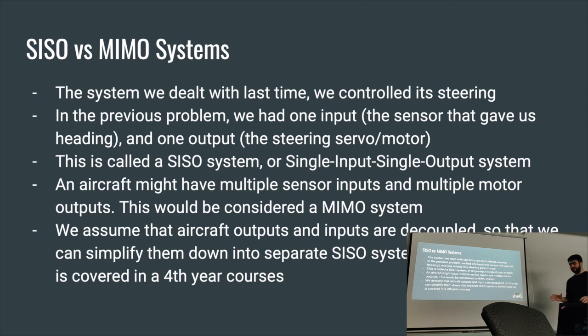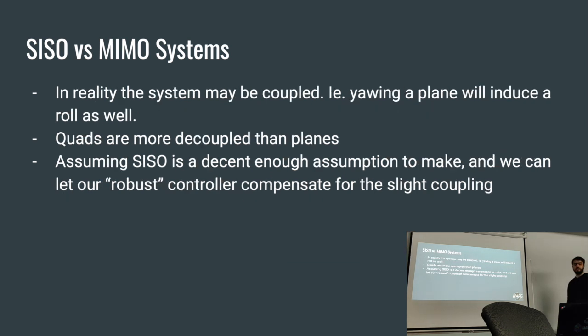MIMO systems are pretty difficult to actually analyze on their own. And when doing aerial vehicle control, not aircraft control, which is a whole different territory, I'm sure, but just hobby level aerial vehicle control, we assume that the outputs and the inputs are totally decoupled, so that we can simplify them into separate single input, single output systems, right? Because MIMO control is covered in a fourth year course, and you can take graduate level courses on it if you really want. It's pretty involved, but not necessary for what we do. And I think even the open source autopilots just consider them to be SISO systems.